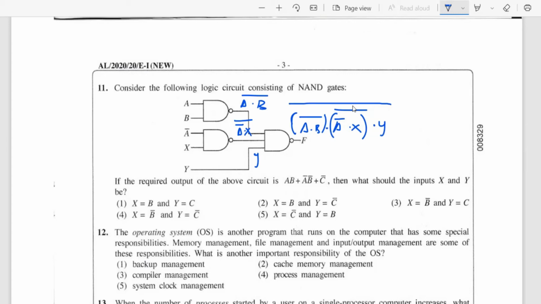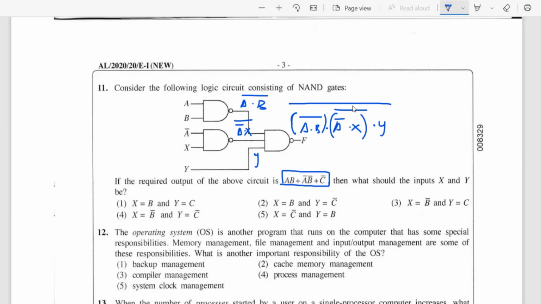Right. So the given output is here. This looks like a simplified output, not the original output. If we can convert this output into the given one, then we'll be able to find the answer. So how do we do the conversion? We can apply De Morgan's law to this expression and make it more simplified.